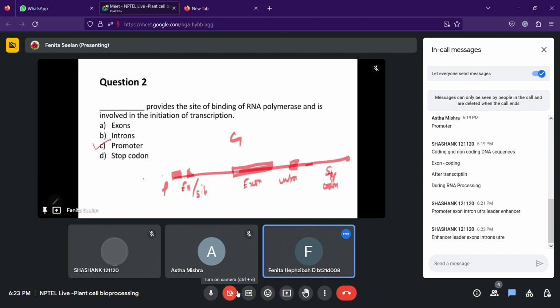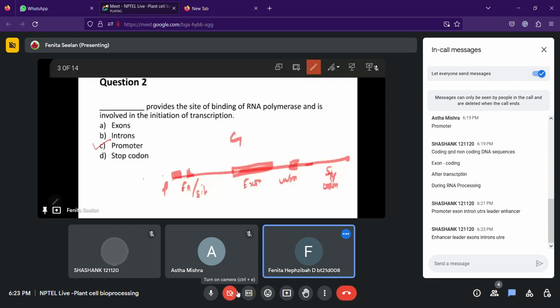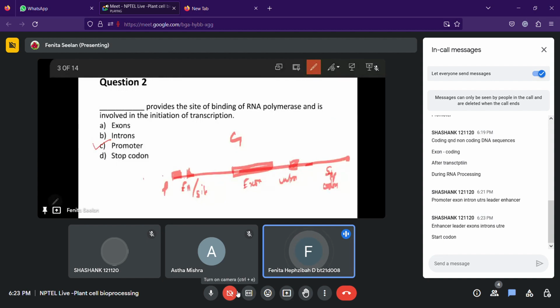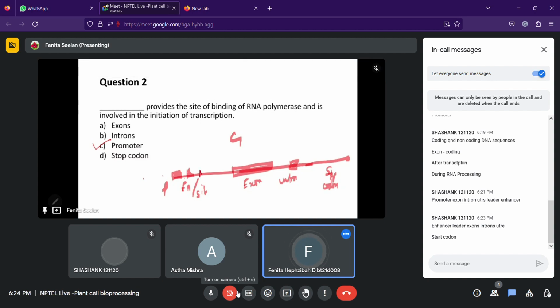RNA polymerase is going to bind at the promoter, and where does the transcription initiation happen? Where actually is your transcription initiation site? There should be a transcriptional start site, right? What is that? Start codon. Yes, right. It will come after your enhancer and silencer, whatever you keep. After that, your start codon will come.